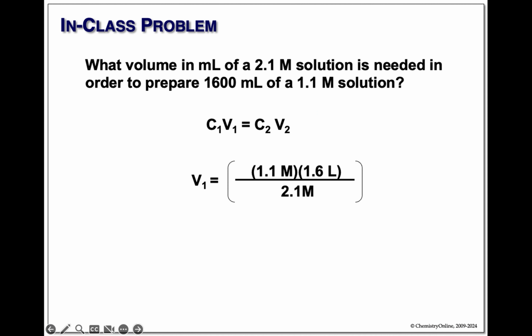1.1, 1.6, 2.1, molars cancel. 1.1 times 1.6 divided by 2.1, 0.84 liters, multiplied by 1,000, 840 milliliters. One equation to remember.